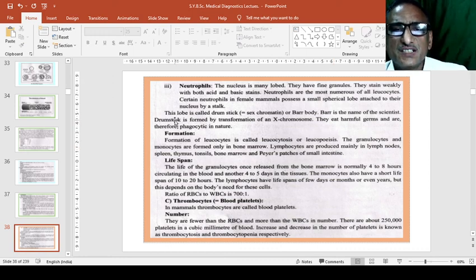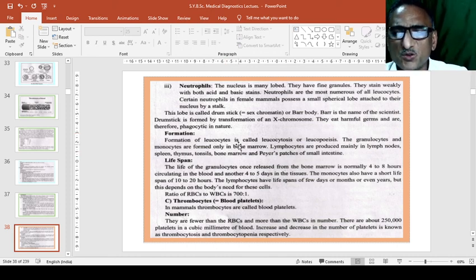The nucleus is many-lobed, and it shows a drumstick, also called sex chromatin or Barr body. Barr is the name of the scientist, and the drumstick is formed by transformation of an X chromosome. They eat harmful germs, and are therefore phagocytic in nature.